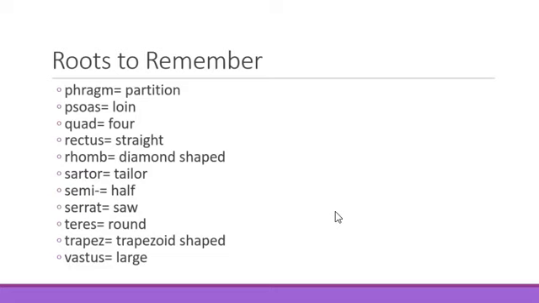Trapeze means trapezoid shaped, so we have the trapezius muscles, and vastus means large. So we have the vastus muscles that make up the quadriceps in the anterior thigh. Vastus lateralis, vastus medialis, all large muscles of the anterior thigh.